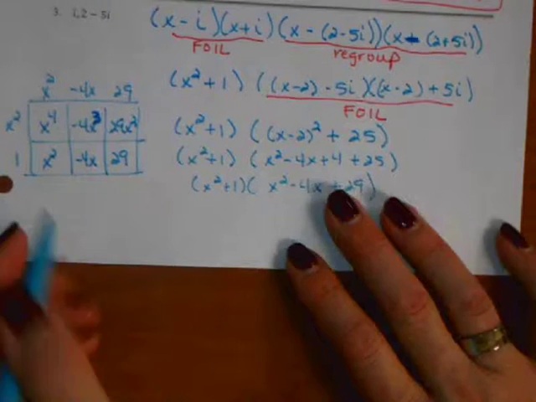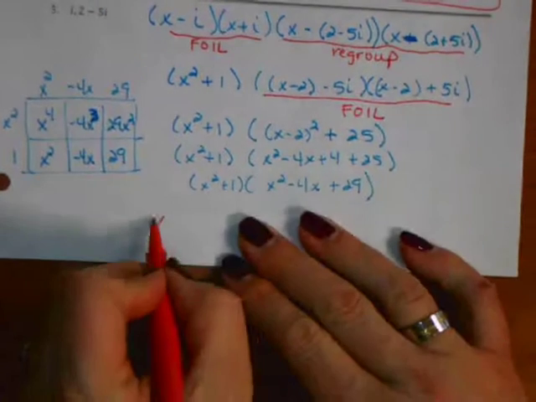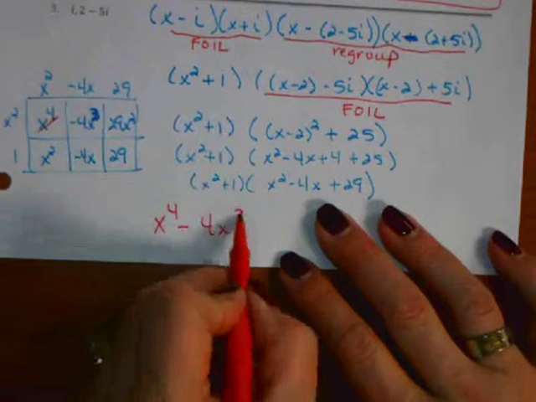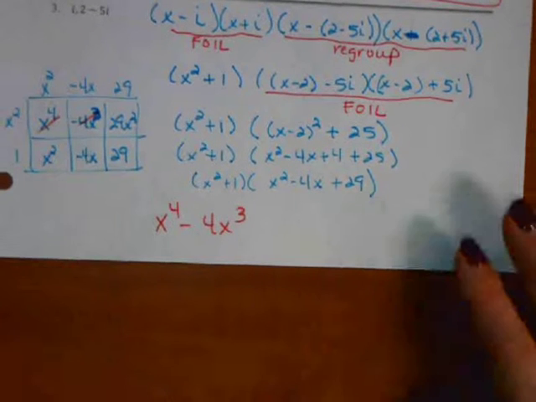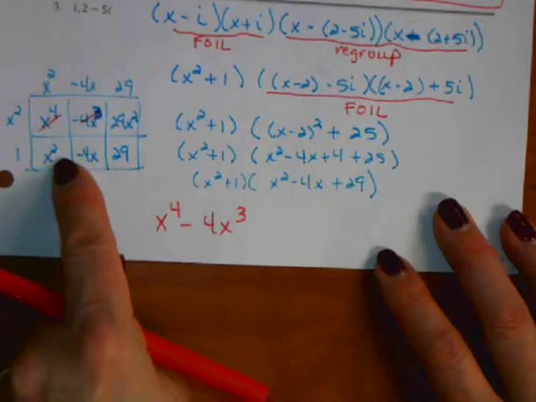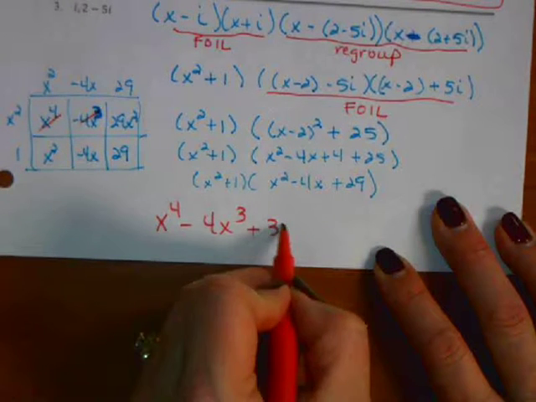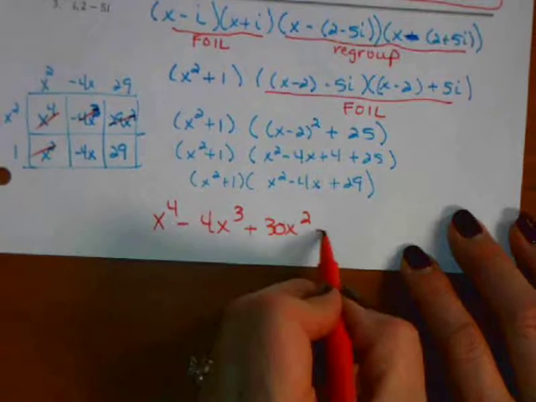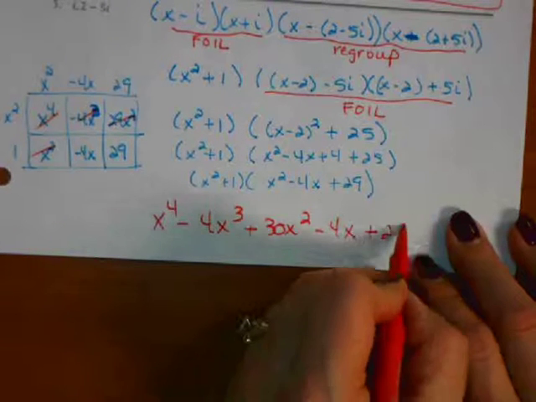Okay, so let's write out what we have. We have x to the 4th minus 4x cubed. Combine those two. How many x squareds do we have? Minus 4x plus 29.